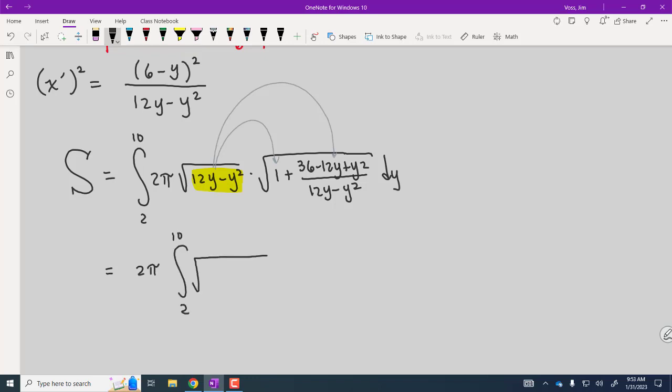So we'll have square root 12y minus y squared times 1 is that. 12y minus y squared times 1. And then when we multiply it by the second fraction, we end up with just the numerator because the denominator cancels.